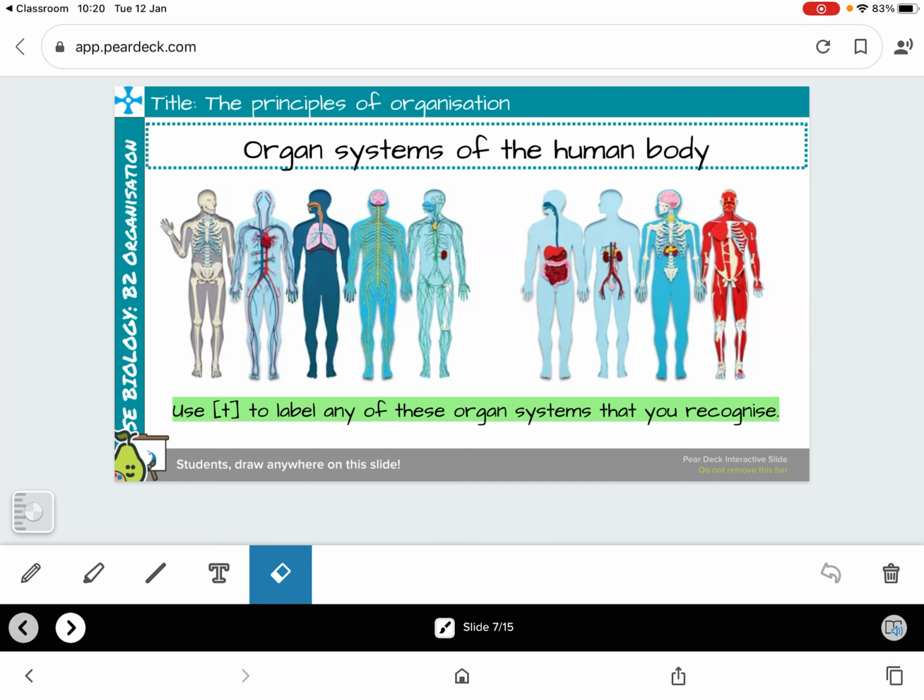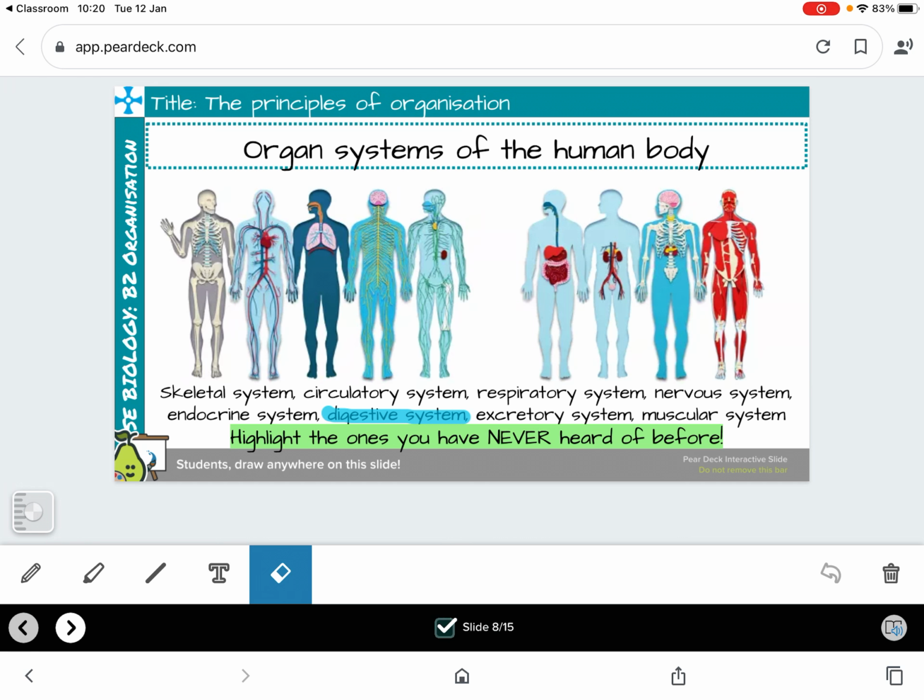Next, I asked you to label any of these organ systems that you knew. And when we went through it, the only one that every single person in class that responded knew was the digestive system. So at some point, every other type of system came up. On the left, we've got the skeletal system. This is your skeleton. Then we have the circulatory system, so your heart, your blood vessels.